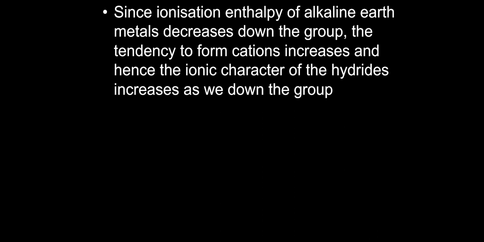When the system can give electrons easily because the ionization enthalpy is decreasing, then the formation of cations increases, and hence the ionic character of the hydrides increases. Obviously, when the tendency to form cations becomes more, the ionic character of the hydrides will increase as we move down the group. Okay, so the correct option will be BeH2 being the least ionic, then CaH2 and BaH2, which is down the group. So as you move down the group, it becomes more ionic.